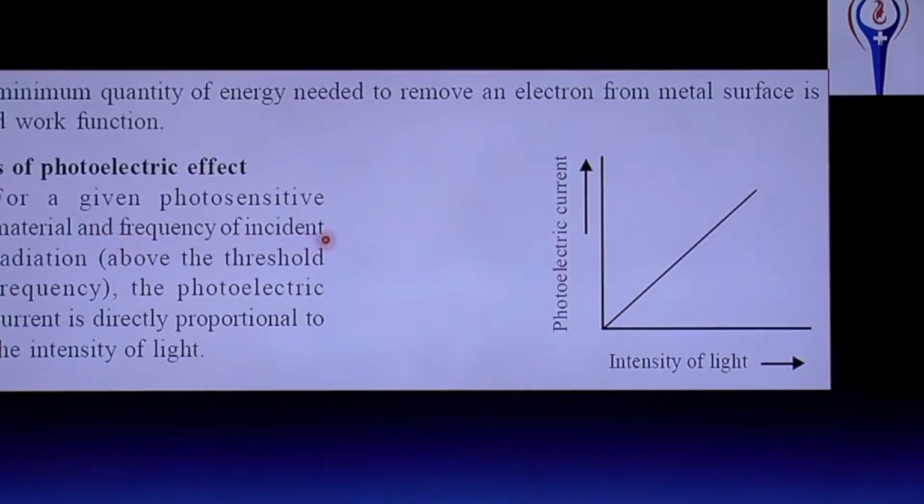For a given photosensitive material and frequency of incident radiation, photoelectric current is directly proportional to intensity of light. That is, if you plot a graph with photoelectric current along the y-axis and intensity of light along the x-axis, then we will get a straight line. That is only directly proportional. This is the first law of photoelectric effect.